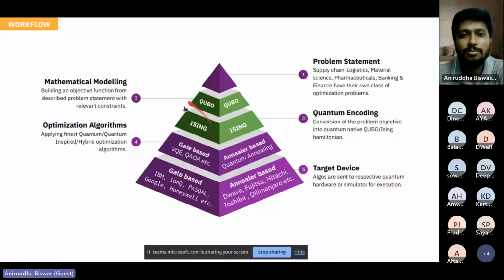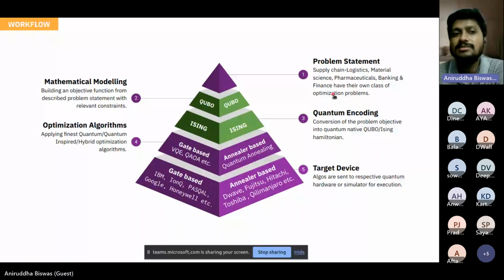Hope my screen is visible to everyone. There are 5 main areas of it, as you can see in this pyramid kind of structure. The first thing is the problem statement, which depends upon the domain of the problem of interest. It can come from supply chain, material science, pharmaceutical, banking and finance, and a lot of other areas as well.